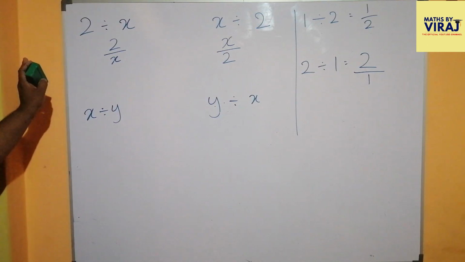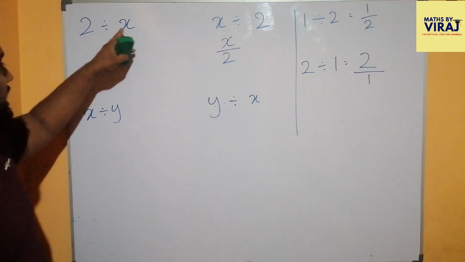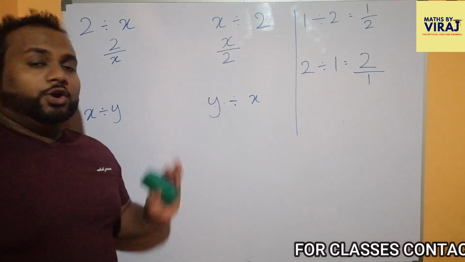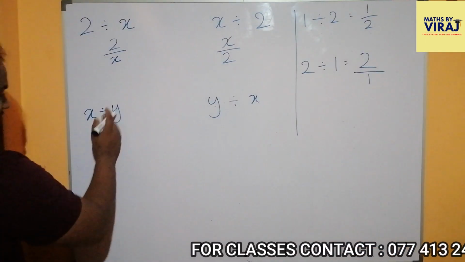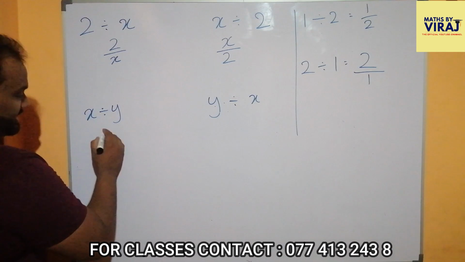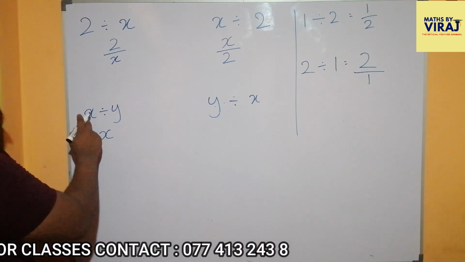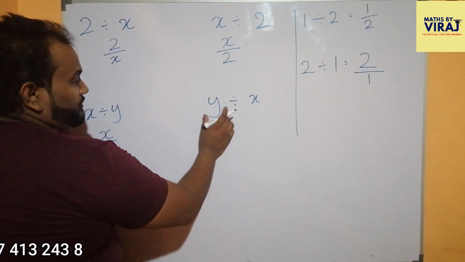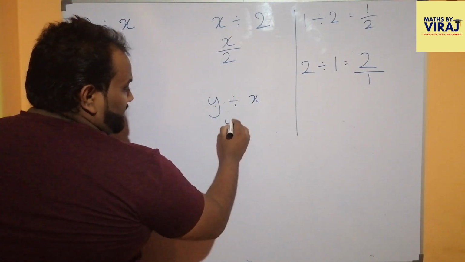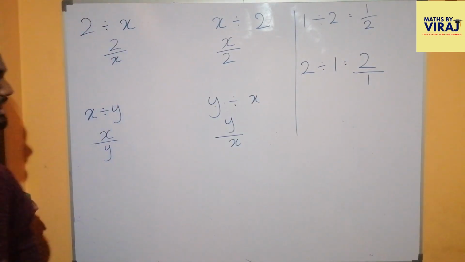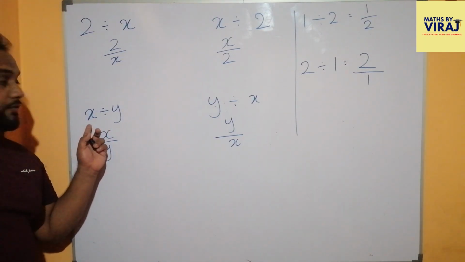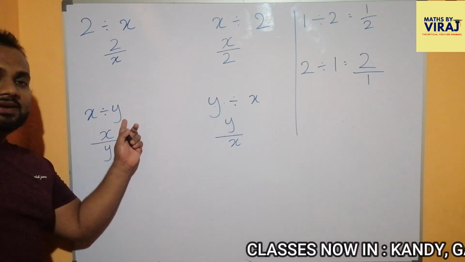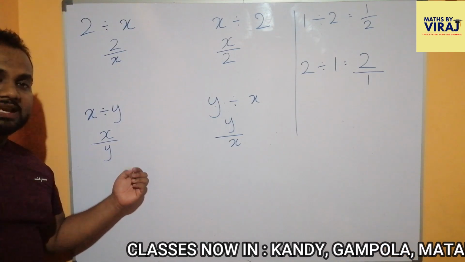Again, like the previous example in multiplication, we have a number and a variable. Now we are going to deal with two variables. Let's look at this. When x is divided by y, yes, still the same, x becomes the numerator and y becomes the denominator. Again, when y is divided by x, y becomes the numerator and x becomes the denominator. The number or variable in front of the division mark becomes the numerator and the number or the variable behind the division mark becomes the denominator.